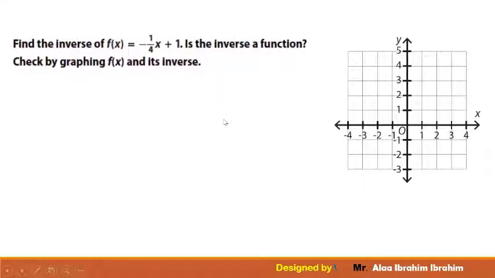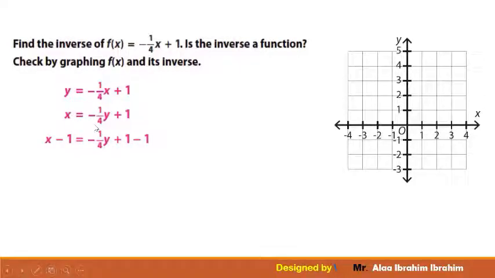Now we're going to find the inverse for this function: f of x equals -1 over 4 x plus 1. I have to check whether this inverse is a function or not. So I have to write the original function, then I switch. So this is my original function. I switch x and y together like this. Then I have to put anything next to y to the other side with the inverse sign. So I put the inverse of +1 to the other side, with -1.